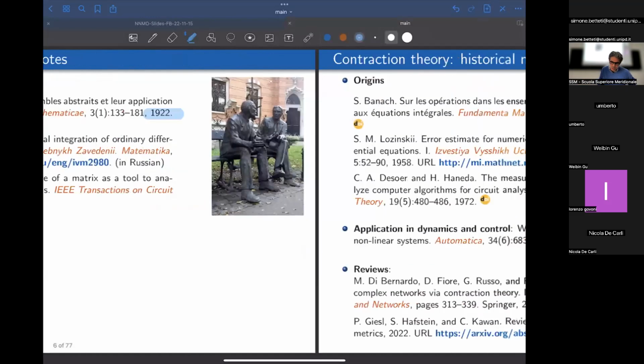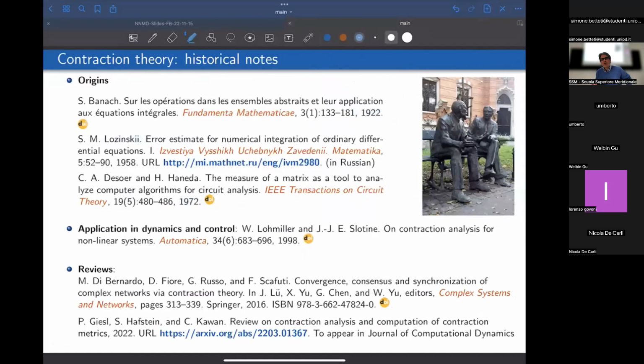After 1972, people in the control area did not pursue these ideas for a good while. And it was not until 1998 when Lohmiller and Slotine published a landmark paper which started the investigation of this area in more serious detail. One thing I would say is that people have studied contracting dynamical systems in the literature using many different names for the same problem. And that's another reason why this theory has not coalesced and become more established until, I would argue, more recently.